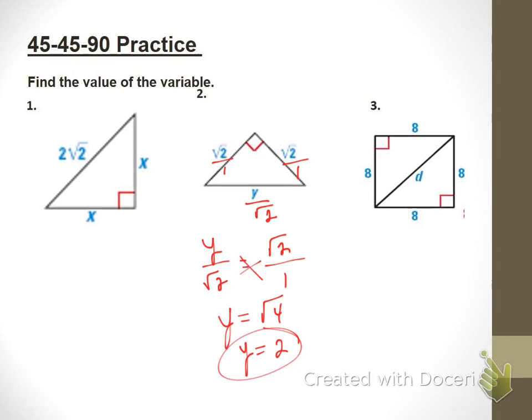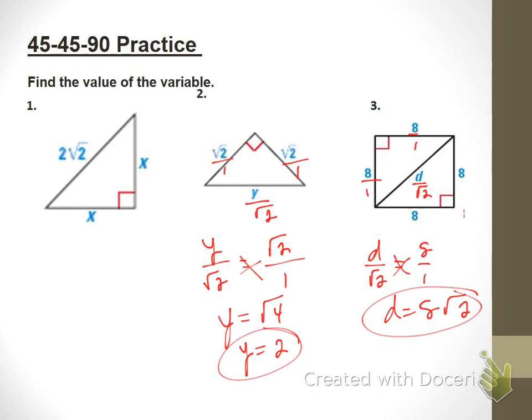And then the last one, d, same thing. The legs are going to be over 1. D is going to be over the square root of 2. So we take d square root of 2 and set it equal to 8 over 1. Cross multiply, d is equal to 8 square root of 2. Okay, and it hopefully seems that easy.